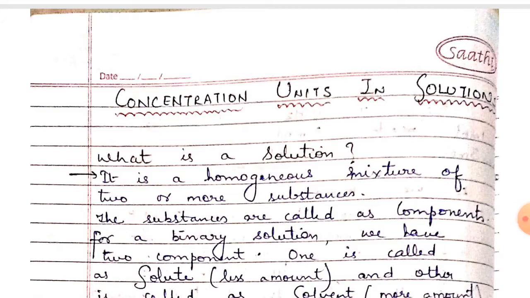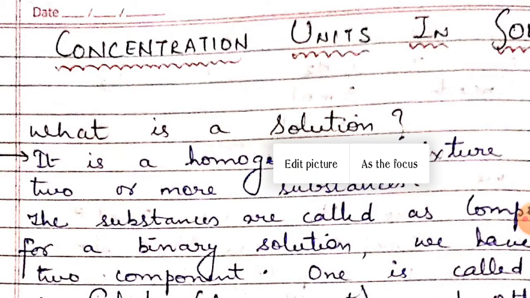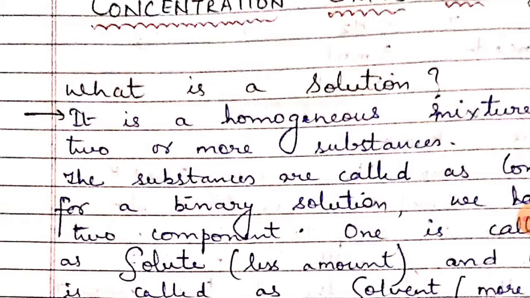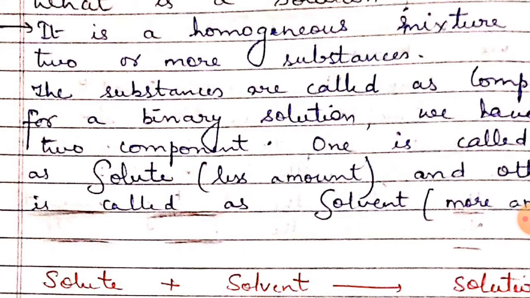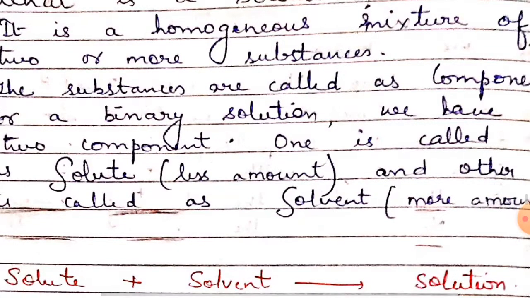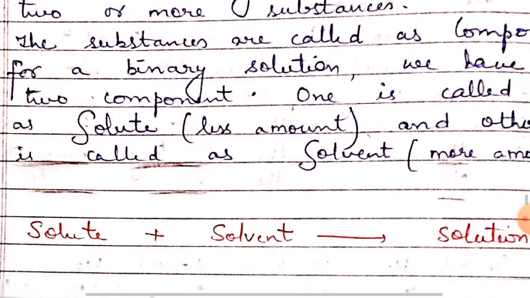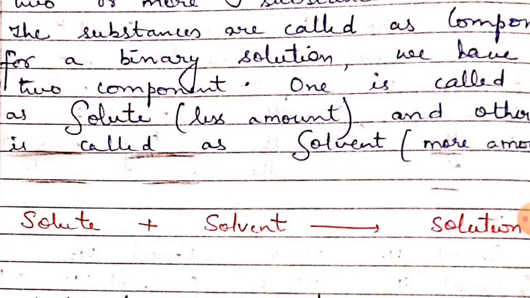Before going into concentration unit, we should know what is a solution. A solution is a homogeneous mixture of two or more substances, and the substance word indicates components. If I talk about a binary solution, binary means two. A binary solution will have two components. One is called solute and the other is called solvent.